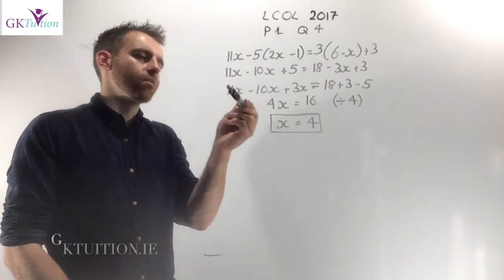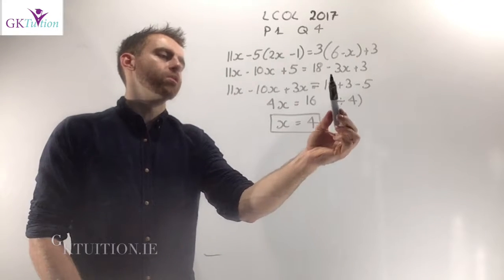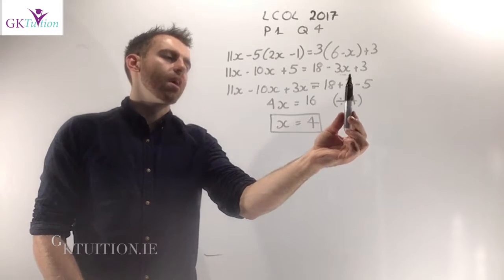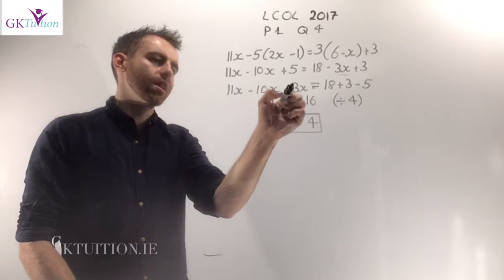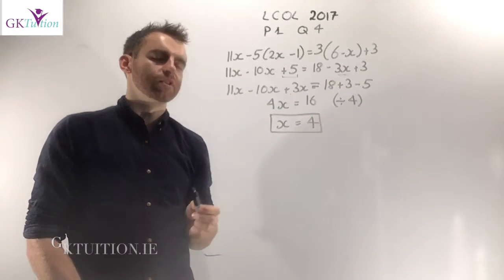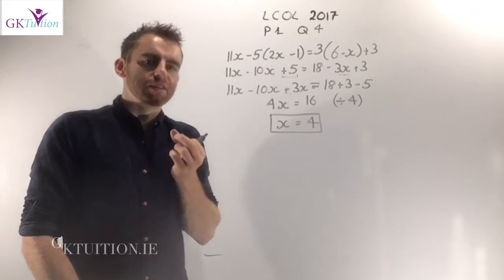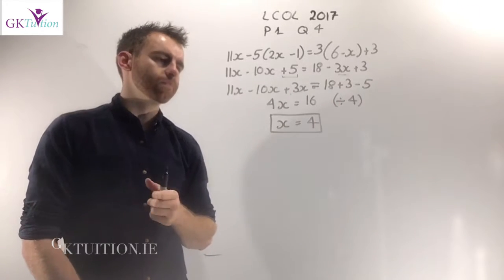What I did on this line then was I decided I need all my x's on one side, all the numbers on the other side. So since there was a minus 3x on the right, I added 3x to both sides, and now the left hand side is 11x minus 10x plus 3x. At the same time, I tried to get rid of my plus 5. So what I needed to do was subtract 5 from both sides, and I ended up with a minus 5 on the right hand side.